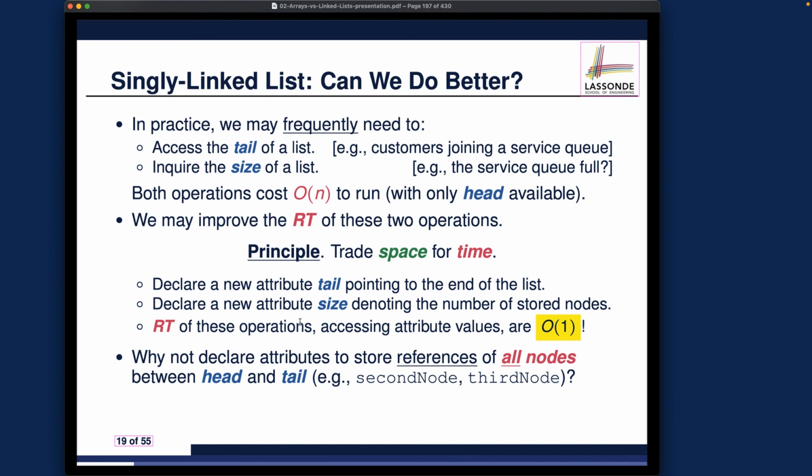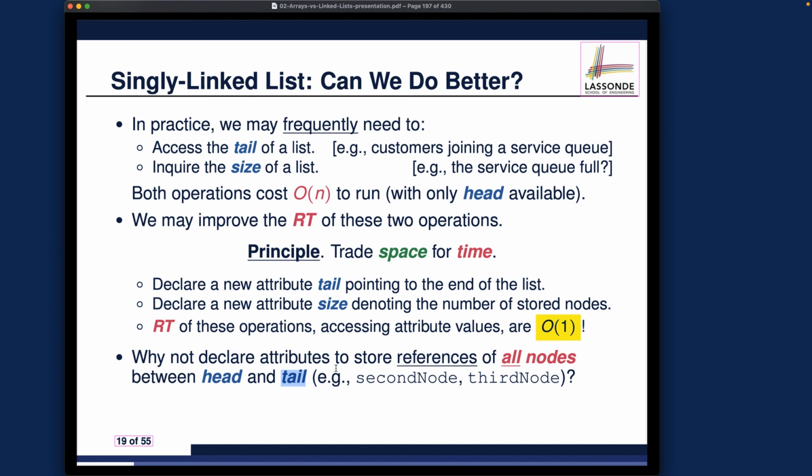So here's one question just to conclude this part of the lecture. Why don't we simply declare attributes to store references for all the nodes between head and tail? For example, a reference called maybe second node. We already have the head for the first node. Why don't we have second node, third node, fourth node, and all the way to tail? Can we do that? Is it even possible?